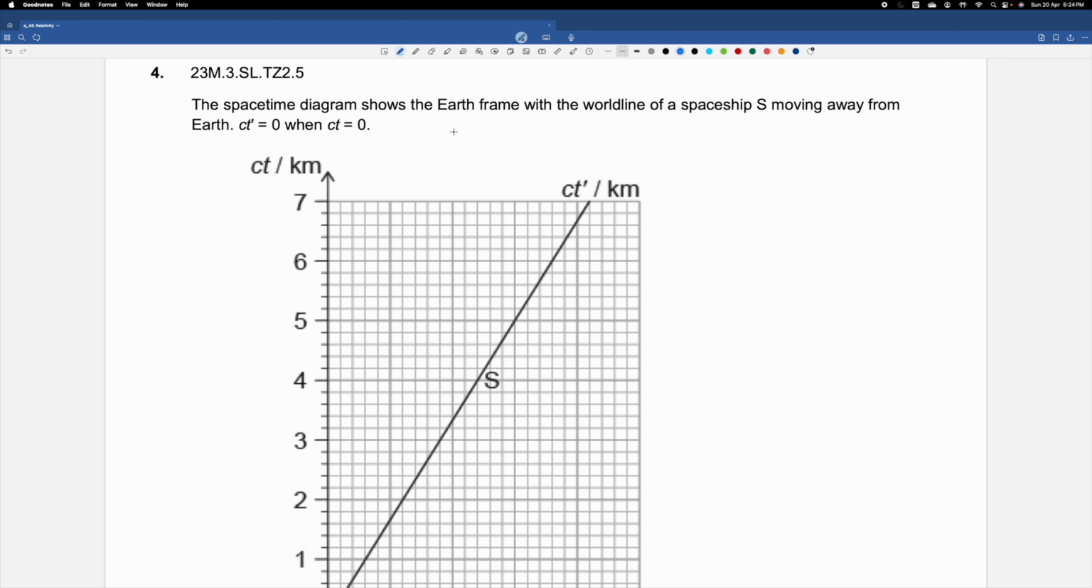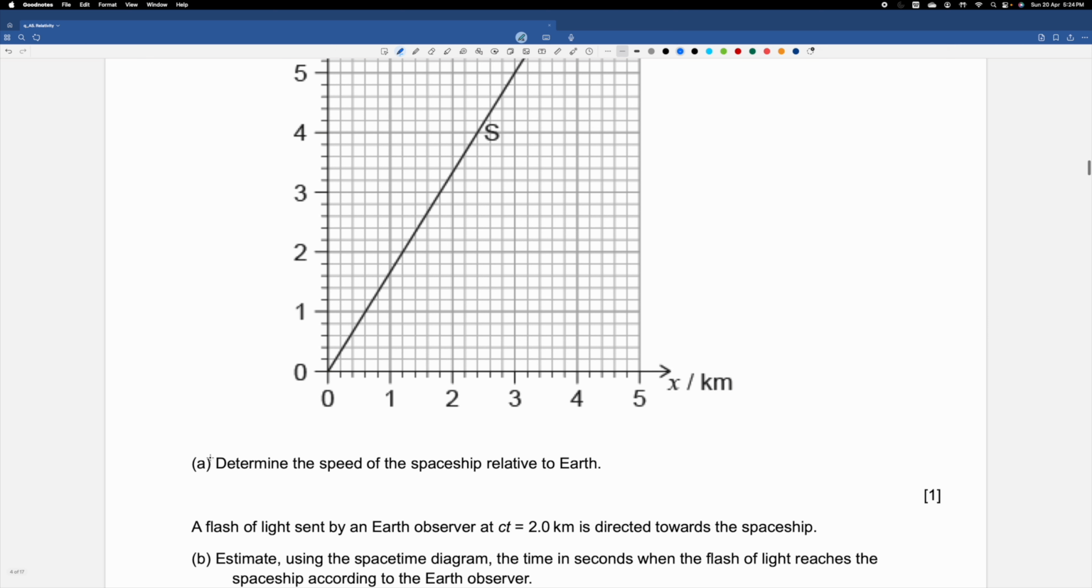The space-time diagram shows the Earth frame with the world line of a spaceship S moving away from Earth, with ct prime equal to 0 when ct is 0. That means the origins of both the moving frame and the stationary frame overlap at time 0. First question, determine the speed of the spaceship relative to the Earth.